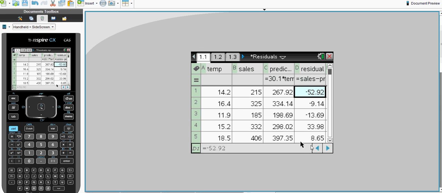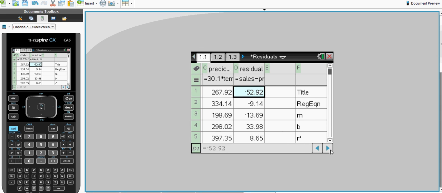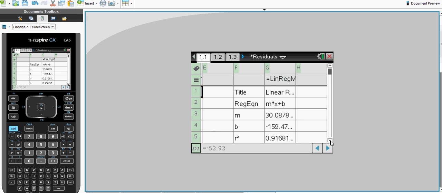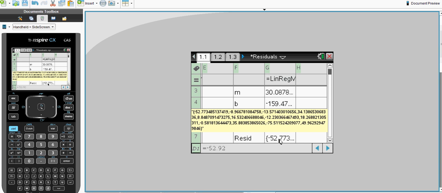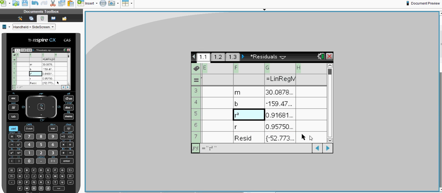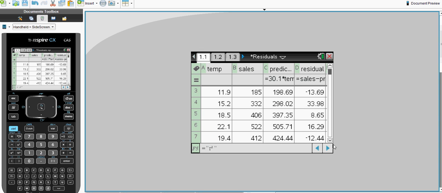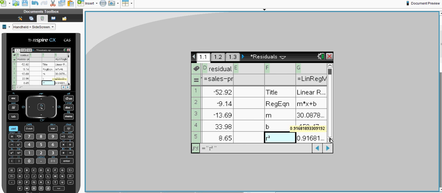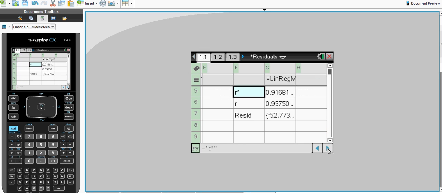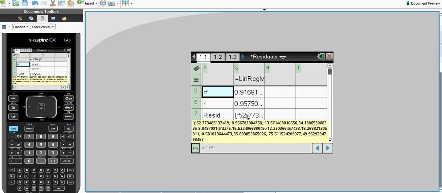Now, that was one way of doing it. A much quicker way is to look at our original linear regression, and you'll notice down the bottom here, residuals. All the residuals for every data point are calculated there. So the first one, as it says, is minus 52.77. That was as we calculated as well, minus 52. Well, we're rounding to one decimal place, whereas the calculator is using as many decimal places as it can handle. So there's another way of getting our residuals.